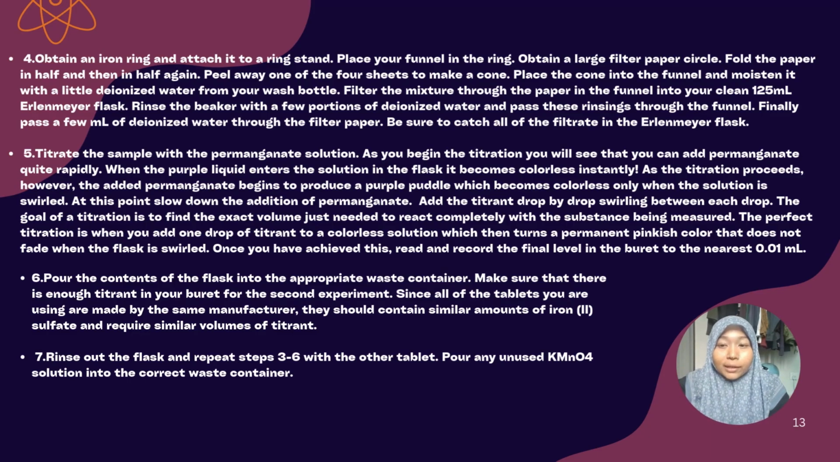Filter the mixture through the paper in the funnel into your clean 125 ml Erlenmeyer flask. Rinse the beaker with a few portions of deionized water and pass this rinsing through the funnel. Finally, pass a few ml of deionized water through the filter paper. Be sure to catch all of the filtrate in the Erlenmeyer flask.